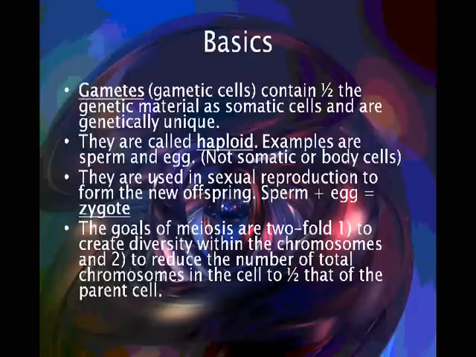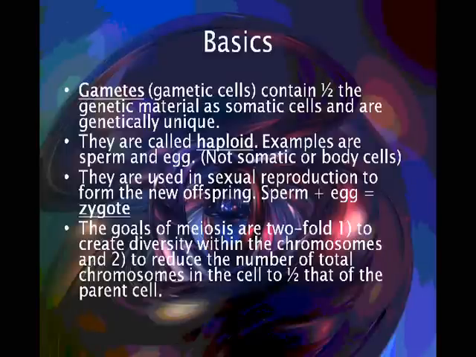The goal of meiosis is twofold. There are two things that we're trying to achieve in meiosis. The first is to create genetic diversity. We do this in a couple of ways, crossing over and the random separation of chromosomes. Second, reduce the chromosome number.